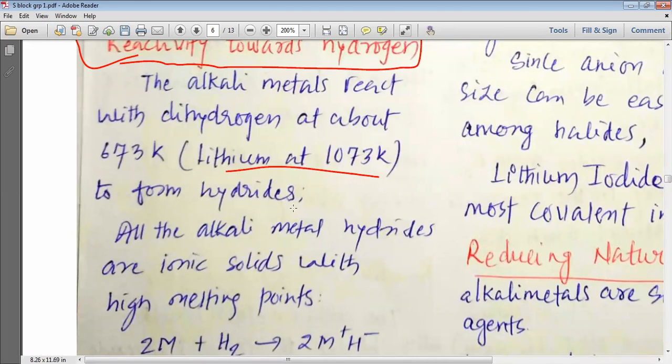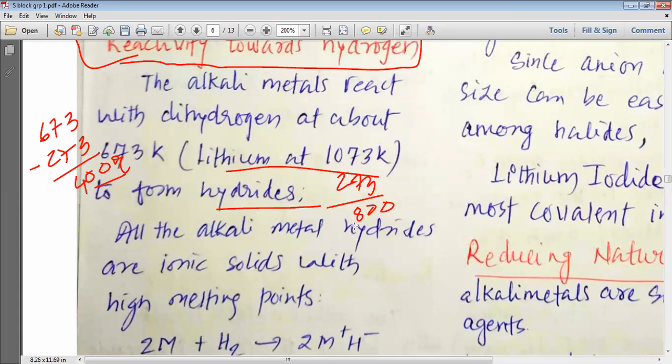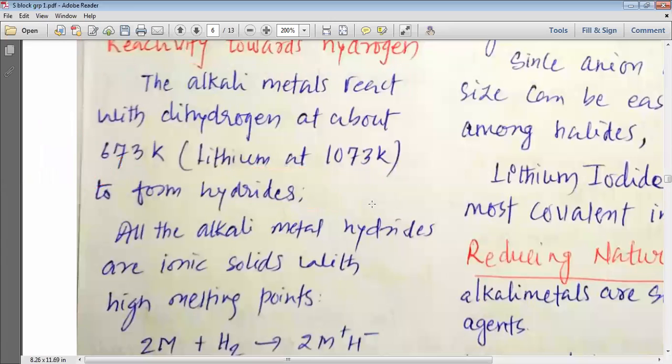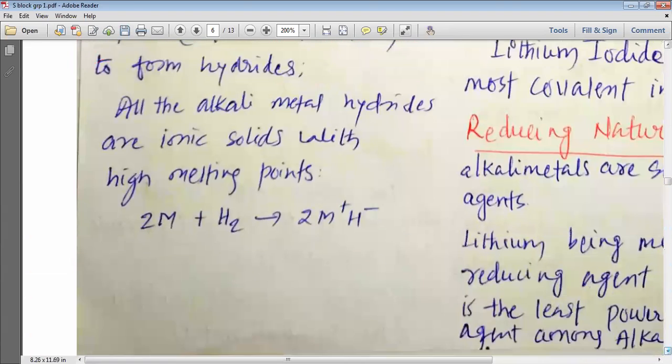the various hydrides. This 673 minus 273 gives us 400 degree centigrade temperature. And when it comes to 1073, it simply gives us 800 degree centigrade temperature. So lithium takes almost double the temperature that the other metals take to react with hydrogen and produce the hydrides.